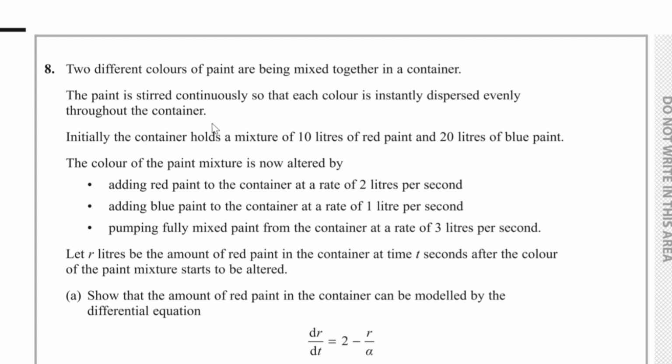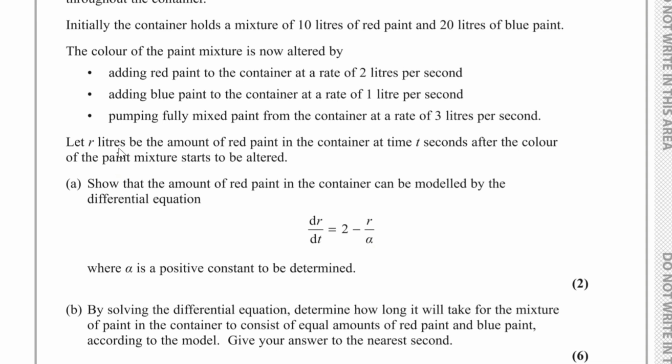Question number 8. Two different colours of paint are being mixed together in a container. The paint is stirred continuously so that each colour is instantly dispersed evenly throughout the container. Initially, the container holds a mixture of 10 litres of red paint and 20 litres of blue paint. The colour of paint mixture is now altered by adding red paint to the container at a rate of 2 litres per second and adding blue paint to the container at a rate of 1 litre per second and pumping fully mixed paint from the container at a rate of 3 litres per second.